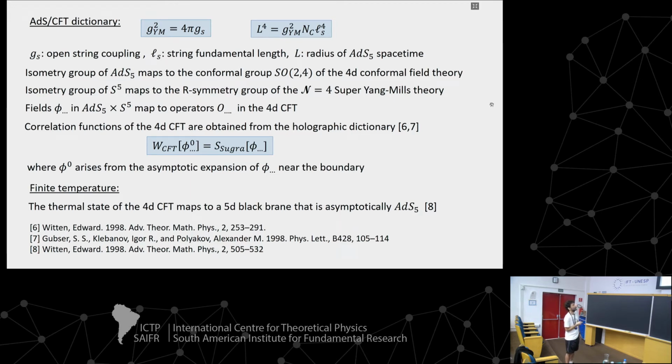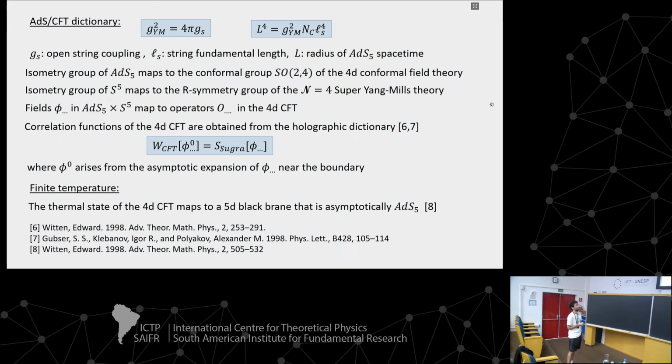There is the mapping between the couplings, the Yang-Mills and the string coupling. Also the mapping of the 't Hooft coupling. This is the 't Hooft coupling, and you always take the large N_c limit. And then the 't Hooft coupling is mapped to the AdS radius through the string fundamental length in these units. And then the isometry group of AdS5 maps to the conformal group in 4 dimensions. Isometry of S5 maps to the R-symmetry group of this supersymmetric theory. Fields in AdS5 cross S5 map to operators in the conformal theory.